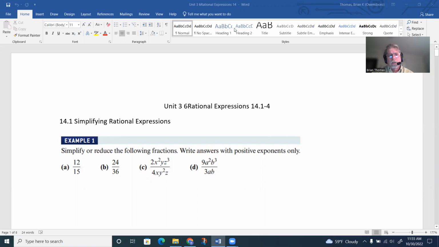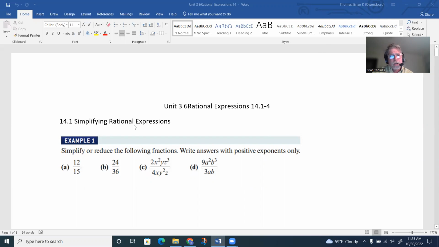Today we want to look at another lesson in Unit 3. This is going to be working with rational expressions, and this will be coming from chapter 14 in the book. So in 14.1, we're going to start with simplifying rational expressions.